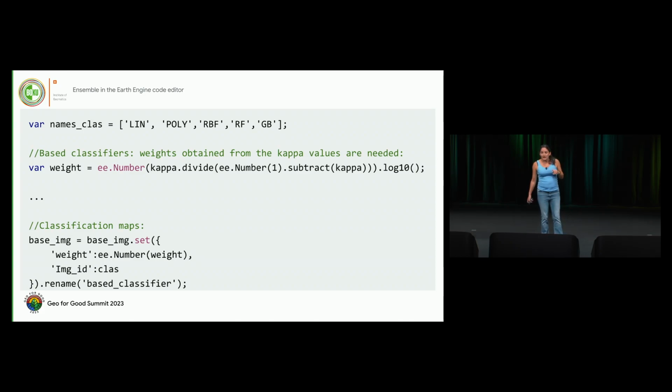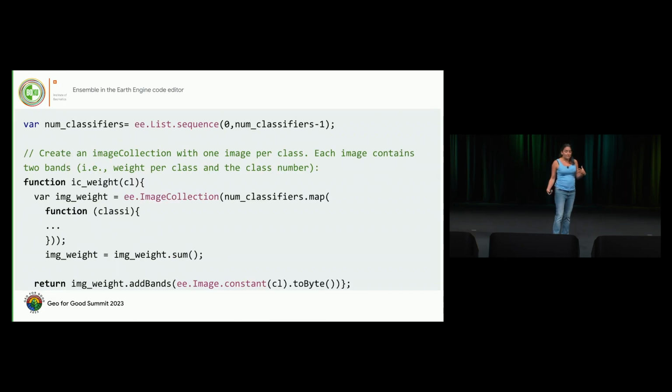So once we have that, and we train our base classifier and obtain the classification map of our base classifier, we add the weights as a property of our classification map per base classifier. We can do that for all our base classifiers, and then we can save all our classifiers in the assets in order to use script number 2. Script number 2 reads the images that we have in the assets, and is going to apply the combination rule in the ensemble.